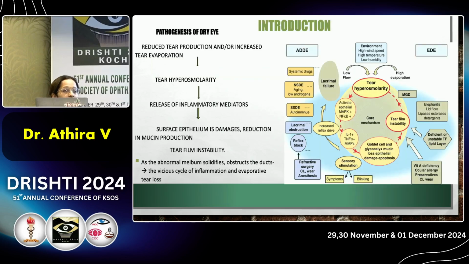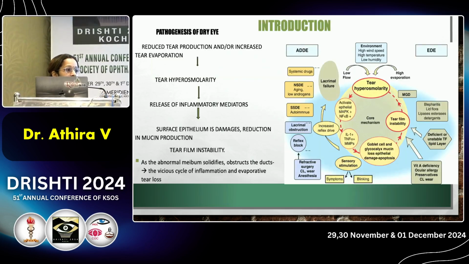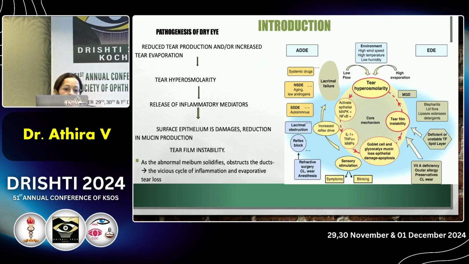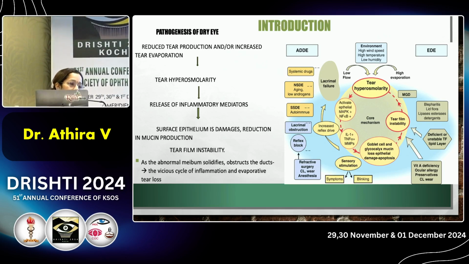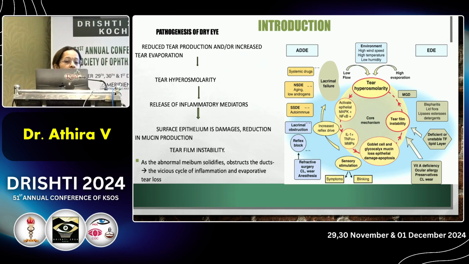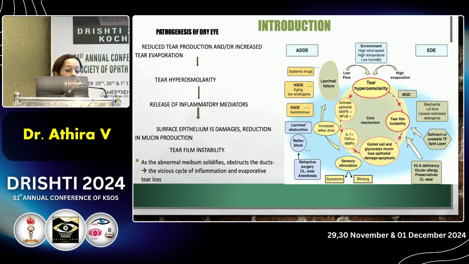As we know, in the pathogenesis of dry eye, there is reduced tear film production and increased evaporation, leading to increased tear film hyperosmolarity and release of inflammatory mediators, which lead to surface epithelial damage and reduction of mucin production, and this vicious cycle continues to happen.